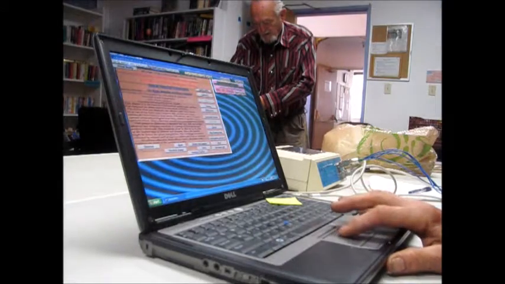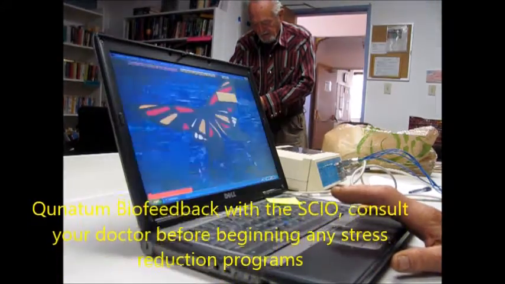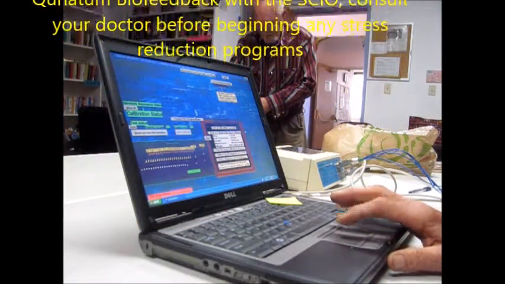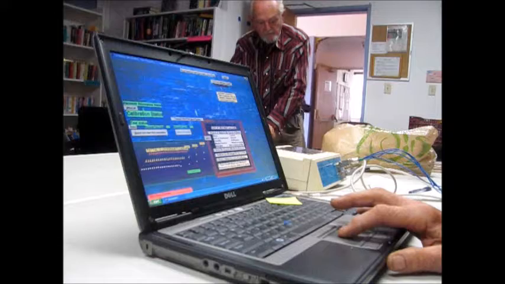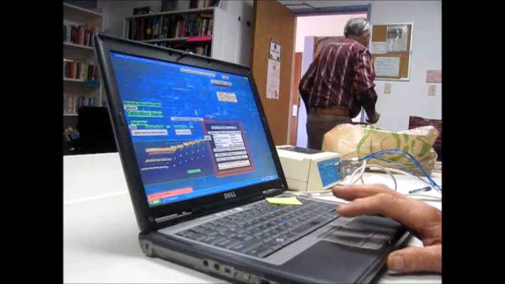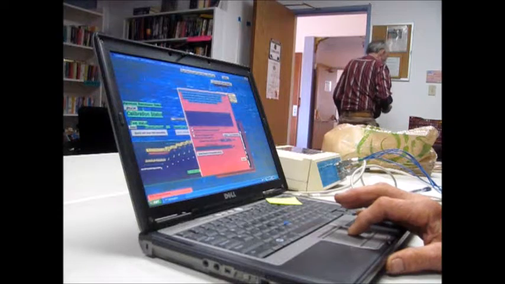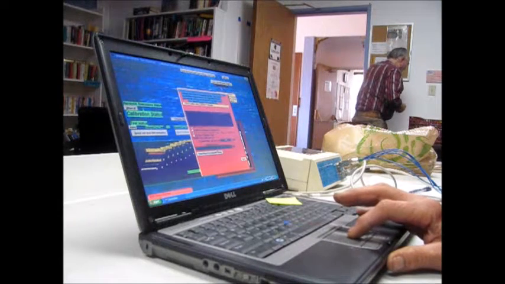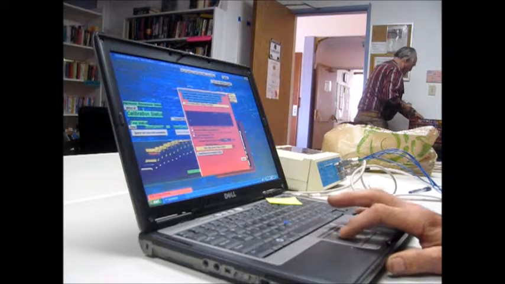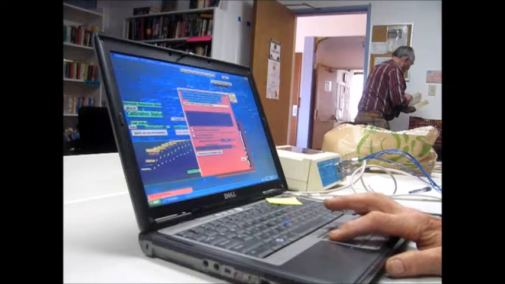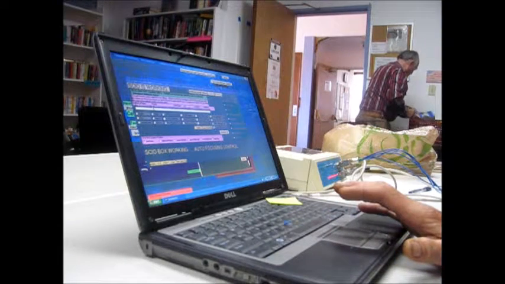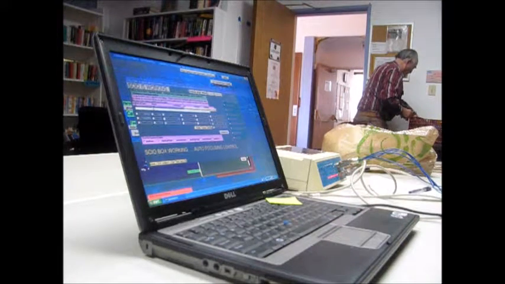So the calibration basically checks to see how your body reacts to certain stimuli and calculates a mean, kind of a happy medium. And this is just an adjustment of the computer to the situation right now.